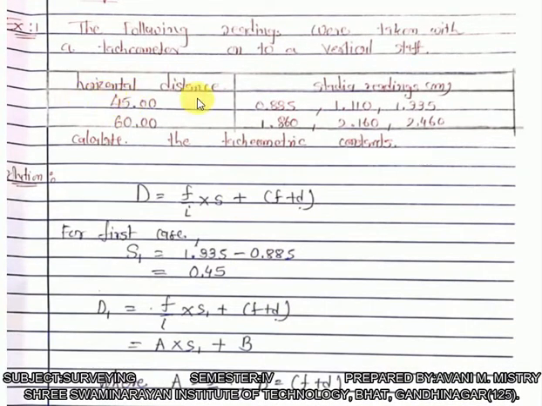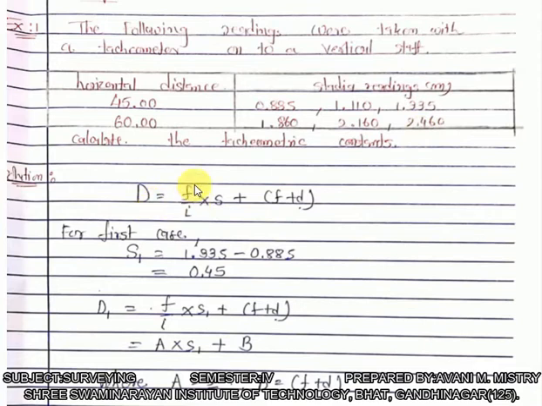We have a horizontal distance equal to 45 meter, and the stadia readings are 0.885, that is the lower hair reading, 1.110, that is the center hair reading, and 1.335, that is the upper hair reading. And again, the horizontal distance is 60 meter, lower hair reading is 1.860, central hair reading is 2.160, and upper hair reading is 2.460. Calculate the tachymetric constants.